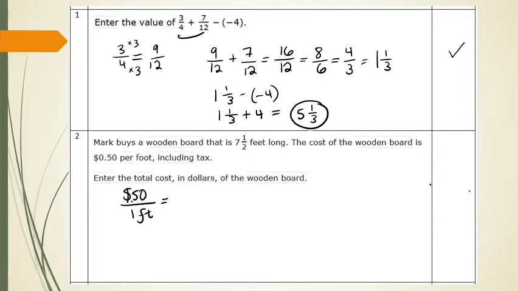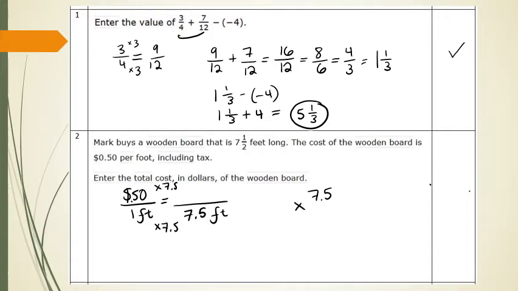I can start to set up this ratio here. And I know I have 7 1/2, I'm going to write it with a decimal, feet. So how could we scale this up? Well, 1 times 7 1/2 would be 7 1/2. 50 cents times 7 1/2. Well, there's lots of ways to think about this. One way might be to think 7 1/2 times $1 would be $7.50. But this isn't times $1, this is times 50 cents.